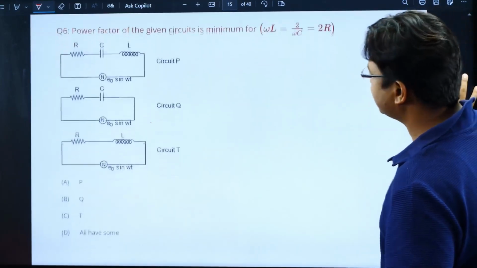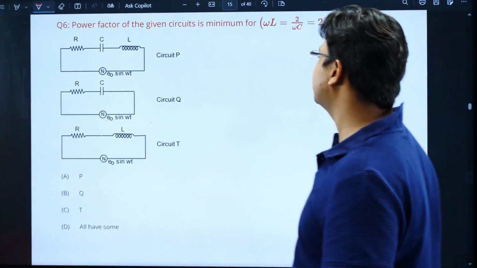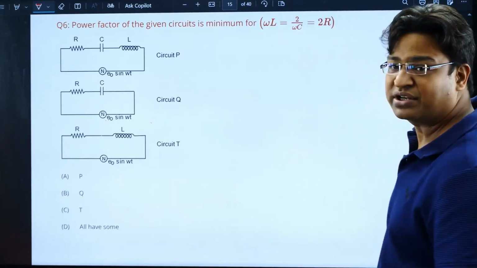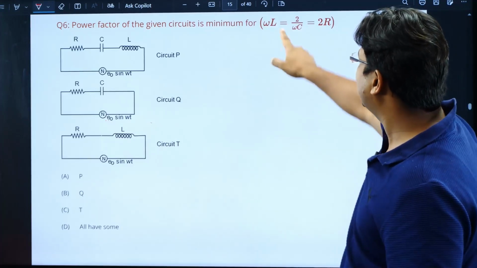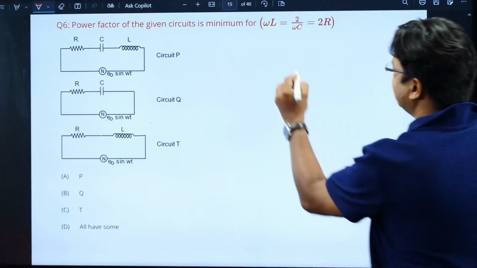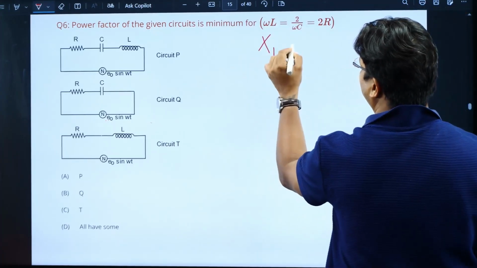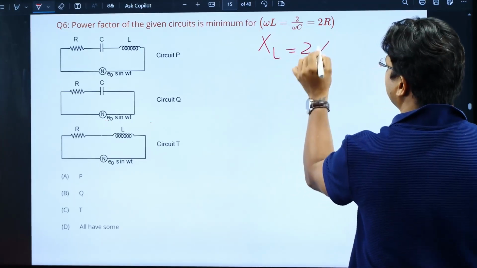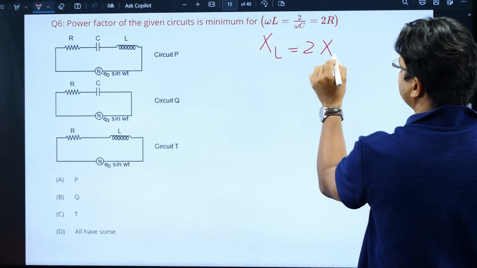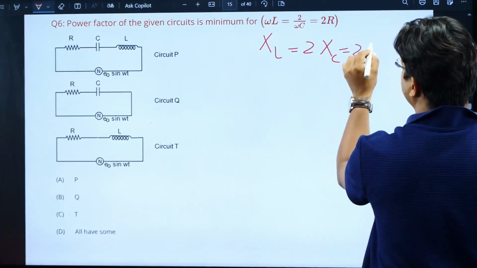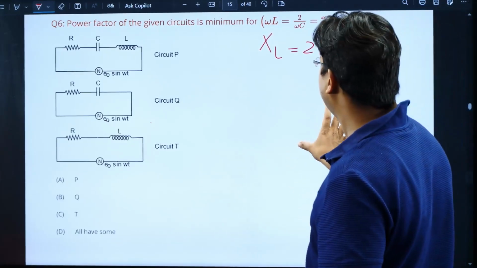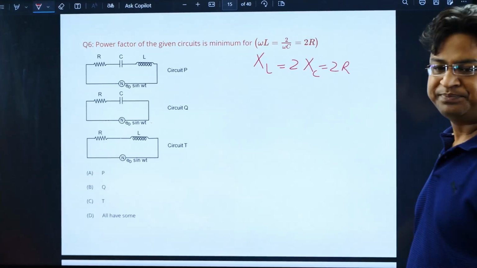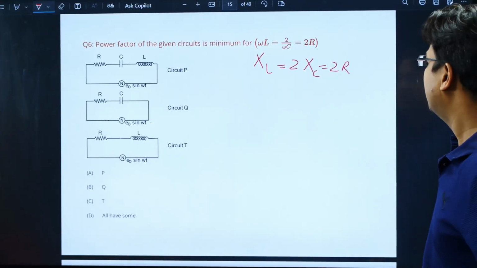Okay, so what does this question say? The power factor of the given circuit is minimum for, so there are three circuits: circuit P, circuit Q, circuit T. Here omega L is XL, and this is 2 times XC, which is 2 times R. So all this information has been given to us.